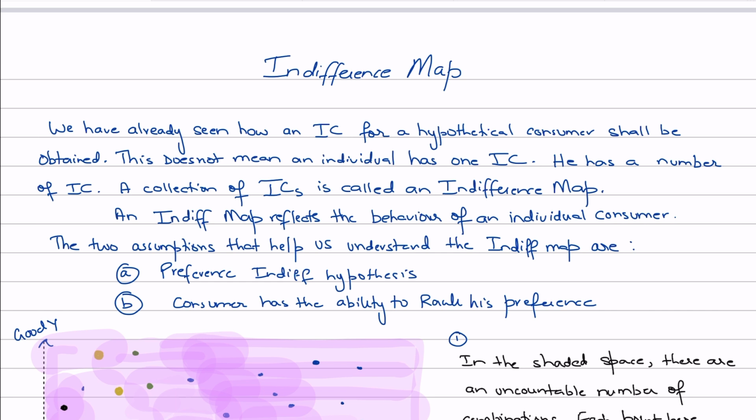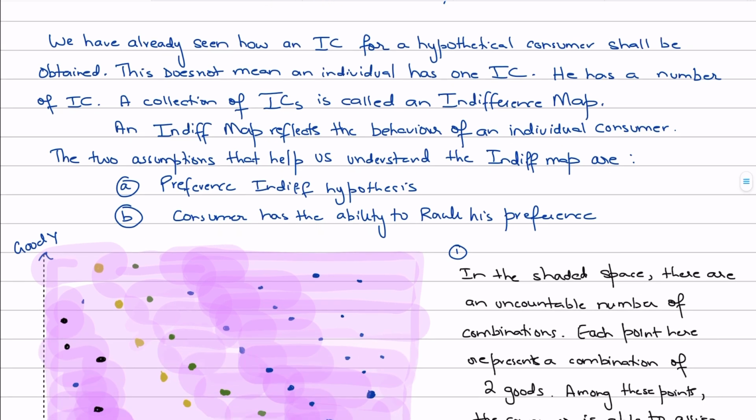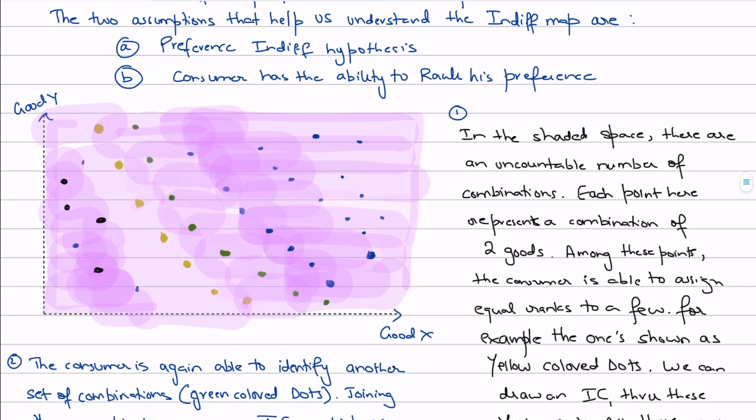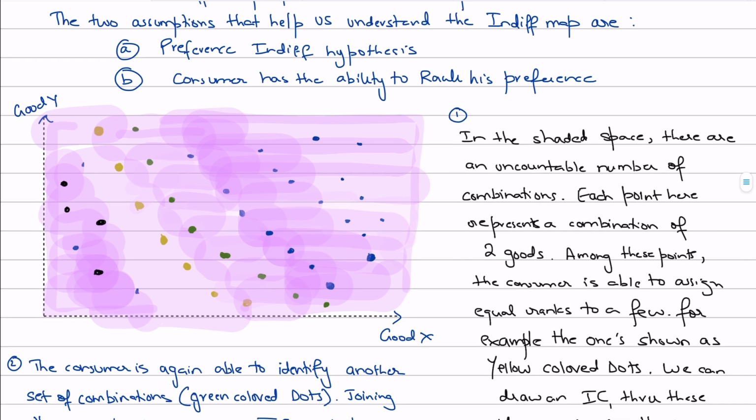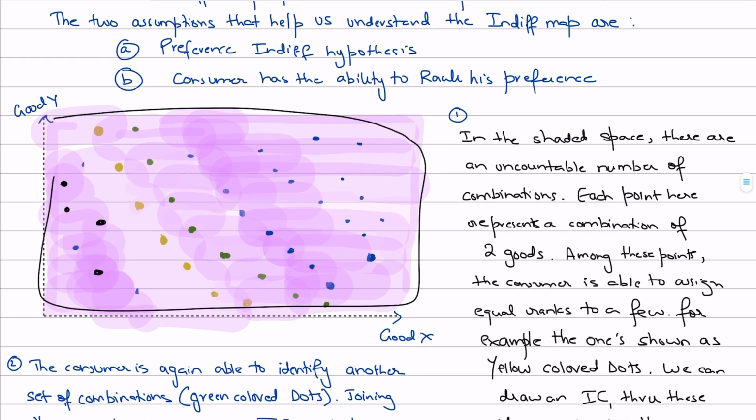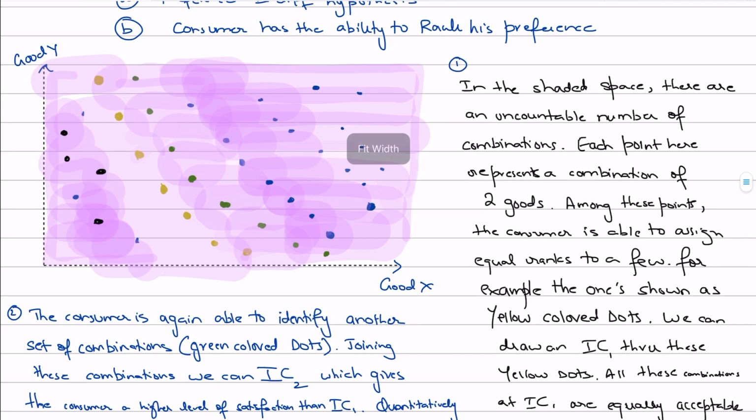So a collection of indifference curves is basically called the indifference map. The indifference map is just reflecting the behavior of the consumer, in the sense that it shows that there are different indifference curves on the indifference map, each higher indifference curve representing higher individual satisfaction. If you see this box that I have made, the purple shaded region is simply representing that, but in the purple shaded region there are uncountable numbers of combinations, right? And each point that you see over here in yellow, green, blue, black is representing a combination of two goods, good X and good Y.